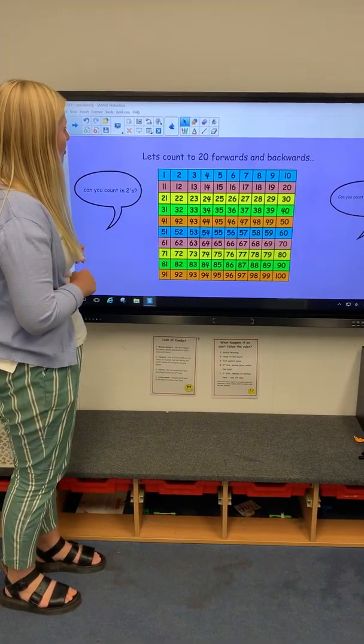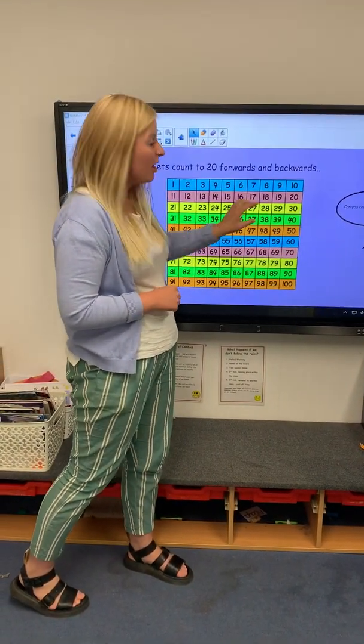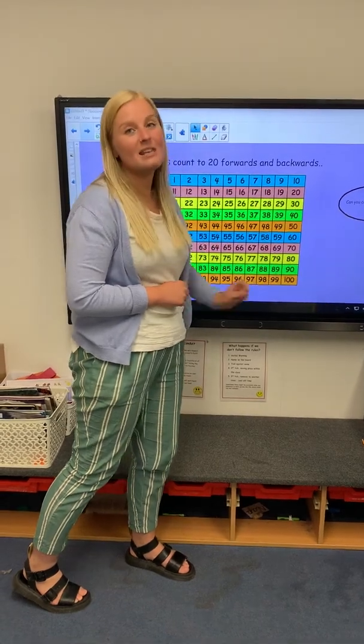I think next time we'll practice going in twos all the way up to 20, and we might even have a go at practicing counting in our 10 times tables too.